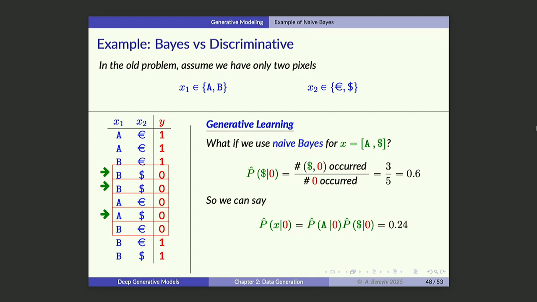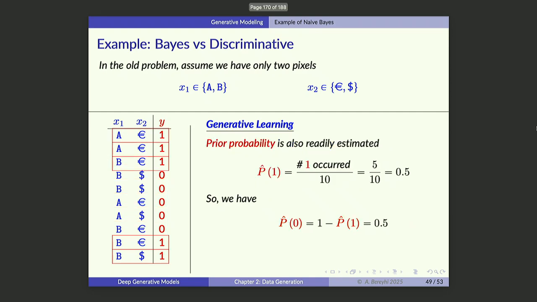So now I have computed both generative distributions, right? What else do I need? P of y, right? The prior distribution on y. That is quite easy. What would it be? It's going to be half-half, right? Because I'm going to look at this data set. I see half of the samples are labeled 1, 5 of them. Half of them are labeled 0. So half-half is the probability of the prior, right?